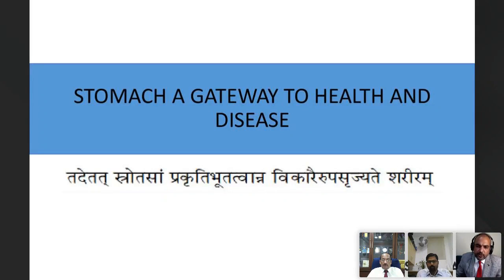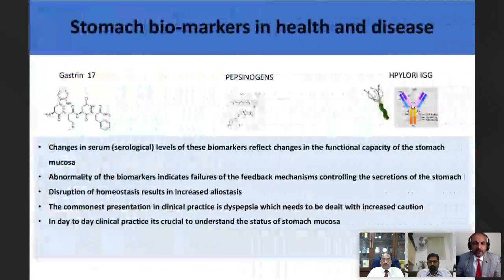Na Vikarahi Upasrujjate Shariram. Meaning, as long as the channel and mind are well, the digestive system, which is called the Mahasrotasa, is in normal function, you can rest assured that not only the digestive tract, but in fact all the systems will be in good health and free of disease.